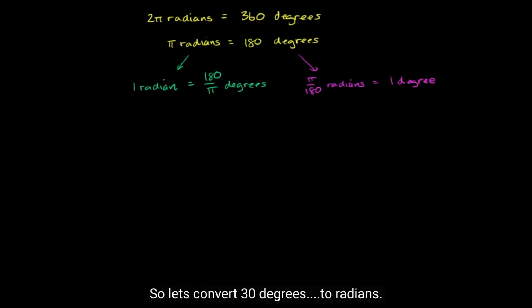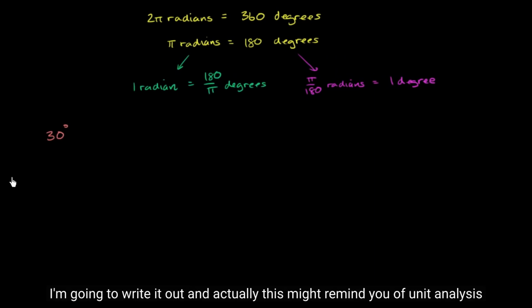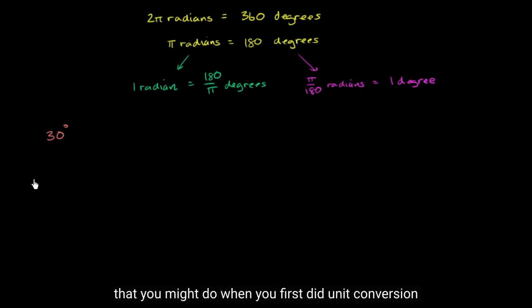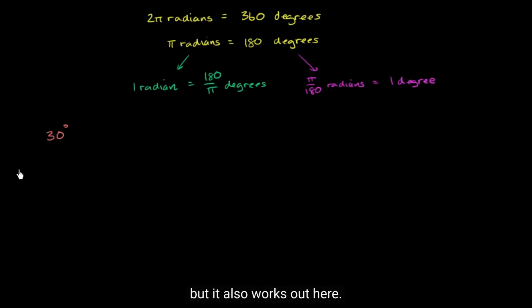So let's convert 30 degrees to radians. Let's think about it. I'm going to write it out. This might remind you of the unit analysis you did when you first learned unit conversion, but it also works out here. So if I write 30 degrees, and this is how my brain likes to work with it, I like to write out the word degrees.